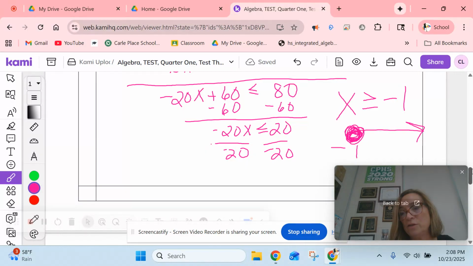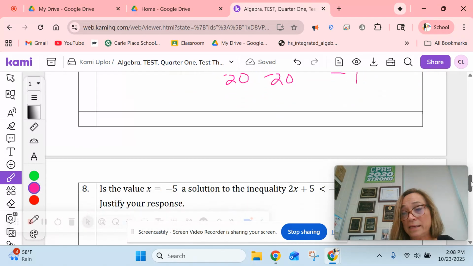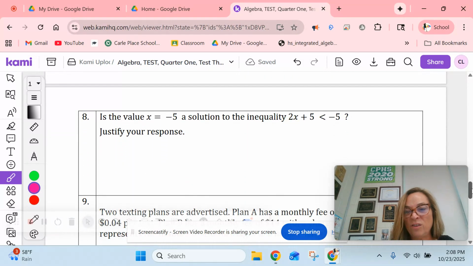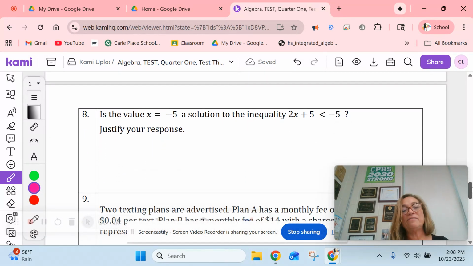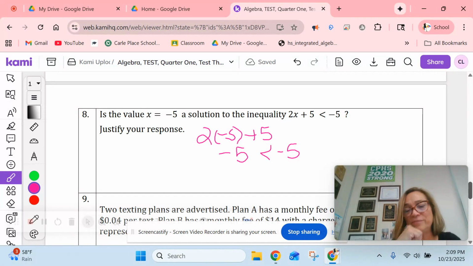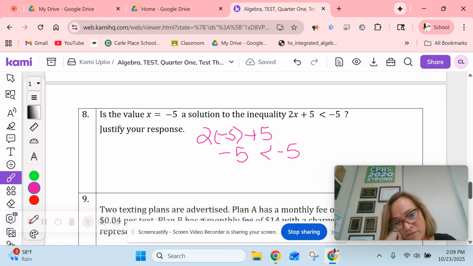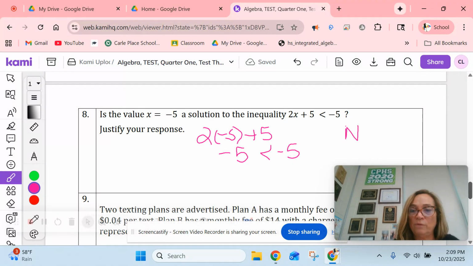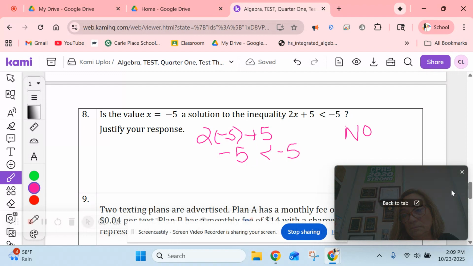Make sure that you can do words, graph, inequality symbol, interval notation. Is the value negative 5 a solution? I'm going to plug it in. So 2 parentheses negative 5 plus 5 gives me negative 5. Is that less than negative 5? No. It's not less than negative 5. They're equal. So that would be a no. Negative 5 is not less than negative 5.